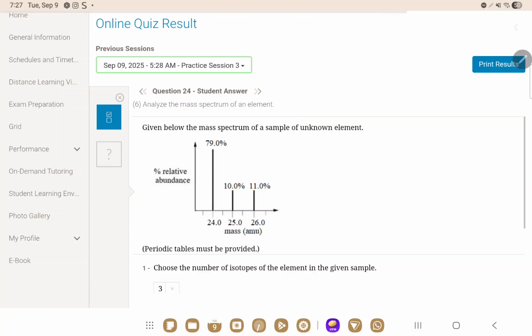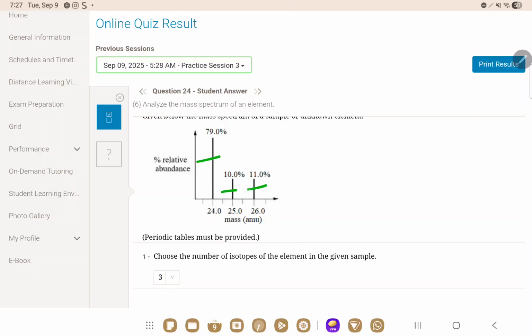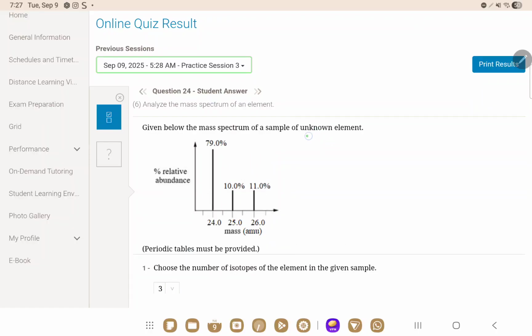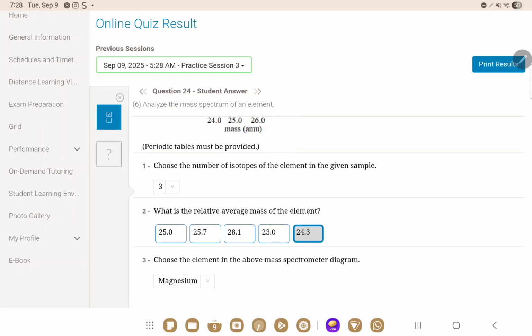Moving on. Here we have a mass spectrum. So here you need to count how many lines you have, and that's how many isotopes you have. Now, what's the relative mass? You're going to do 79 times 24, plus 25 times 10, plus 26 times 11, all over 100. Now you do that on your calculator, you're going to get 24.3, and that's your answer. When you look at your periodic table, the one with 24.3 is magnesium.